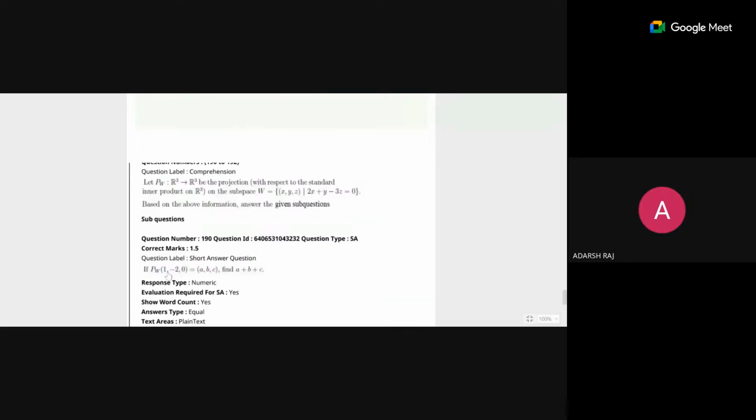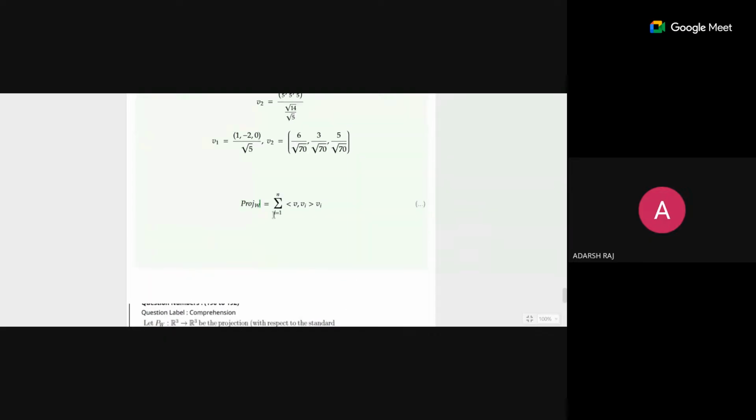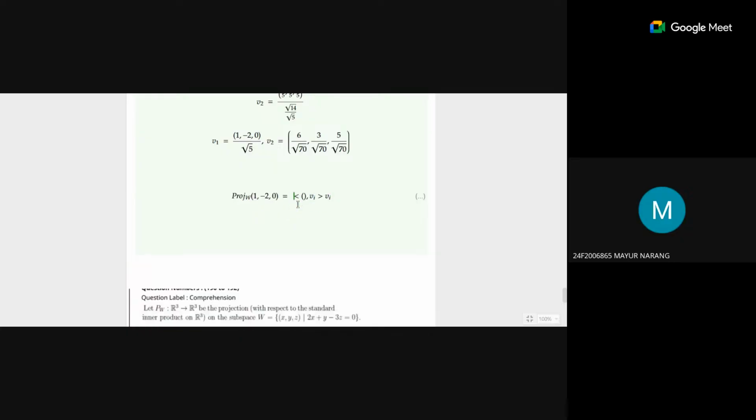Now we have to use this formula for finding the projection. So we have to find the projection of this vector 1 comma minus 2 comma 0 onto subspace W. What is the value of n here? How many basis vectors do we have? 2. So we just remove this and put here 1 minus 2 0.